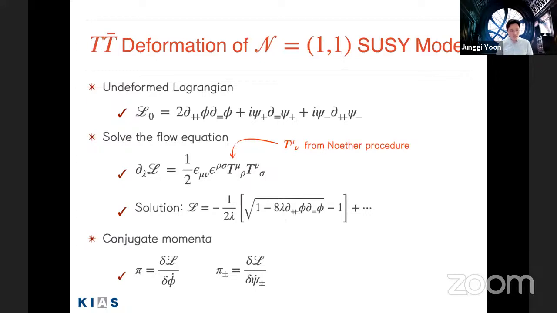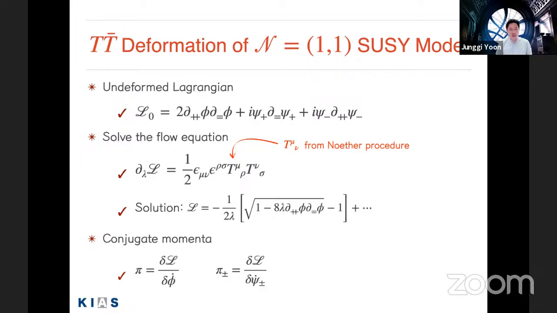So now let's focus on the procedure. Let's begin with the Lagrangian of the free N=(1,1) supersymmetric model. One can solve the flow equation of the TT-bar deformation. Here, the energy-momentum tensor on the right-hand side of this flow equation is evaluated from the Noether procedure, not the metric variation.